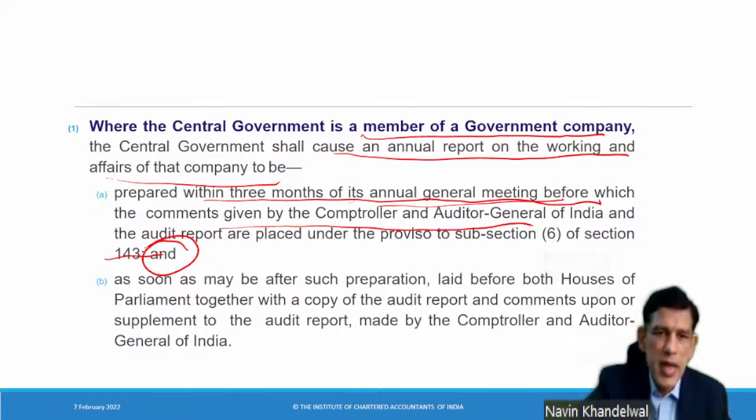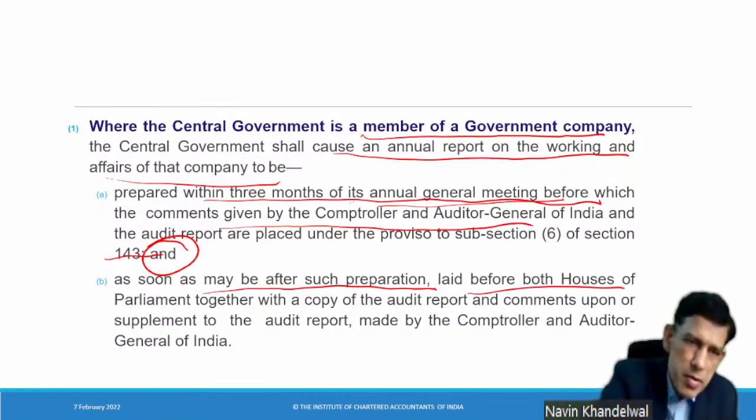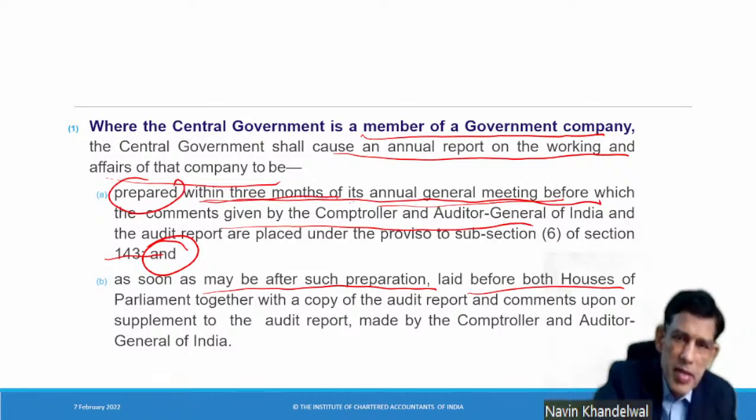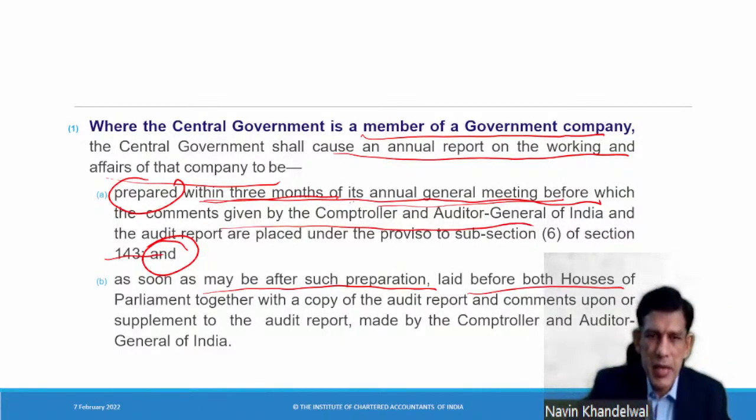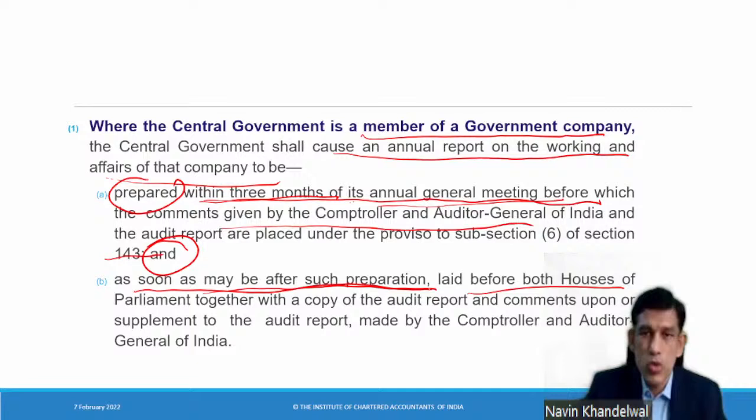And after preparation, as soon as may be after such preparation, it is laid before both the houses of Parliament together with a copy of the audit report and comments upon or supplement to the audit report made by the CAG of India. So that means first they have to prepare within 3 months of its AGM, and after preparation, as soon as may be. So there is no such time limit, but it is as soon as possible.